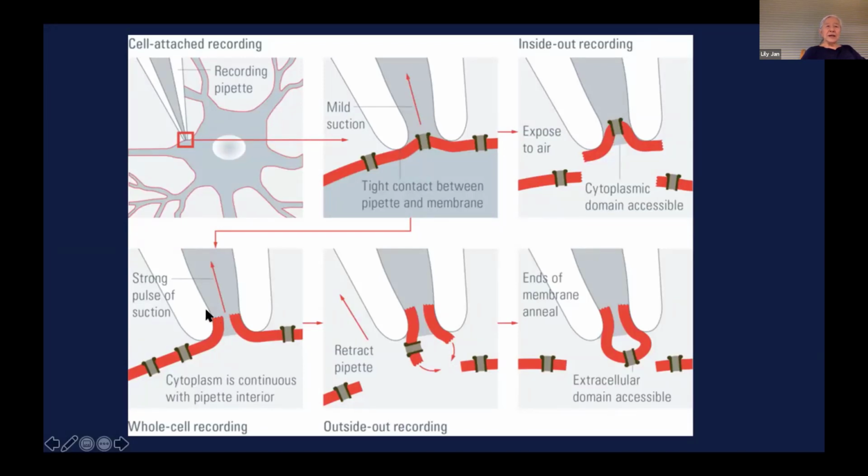Alternatively, you can break off this patch so that now you are actually recording from channels on the entire cell membrane, and the solution in the pipette is continuous with the cytosol. This is the whole cell recording. You could also do an outside-out patch by pulling the membrane and allowing it to seal so that the external side of the channel is exposed to the solution.